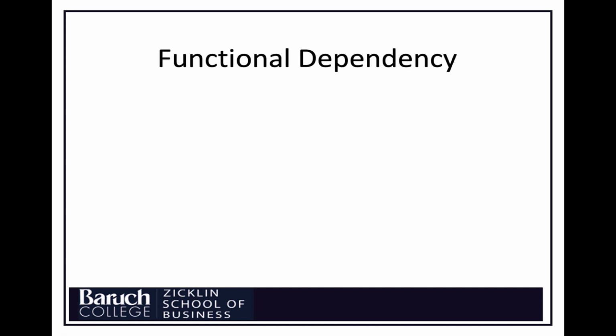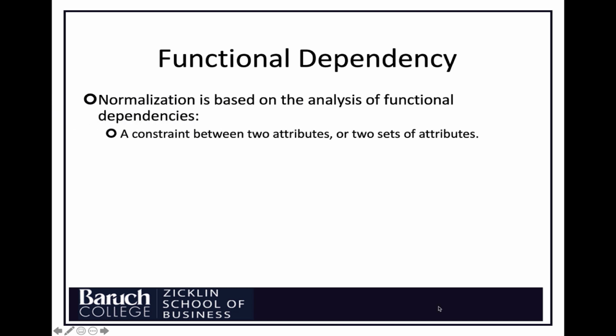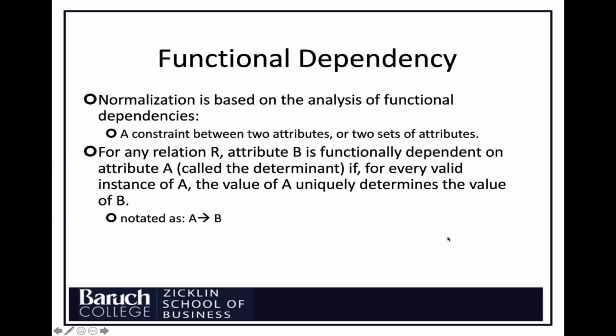So if you notice, we're talking about functional dependency here. Functional dependency is the basic idea underlying normalization. In normalization, we are focusing on identifying and normalizing our tables based on this dependency. So it's basically a constraint, a limitation between two attributes or two sets of attributes. So if we see dependency, that means there might be an issue in the same table.